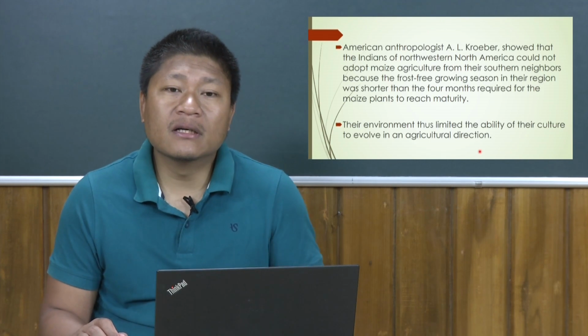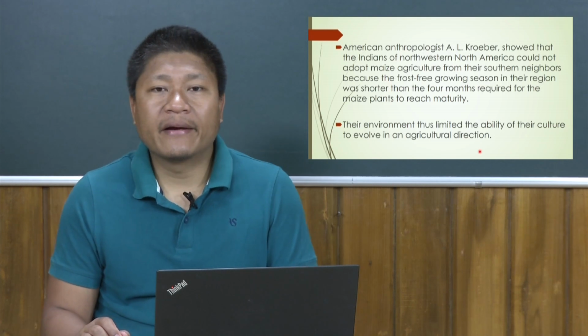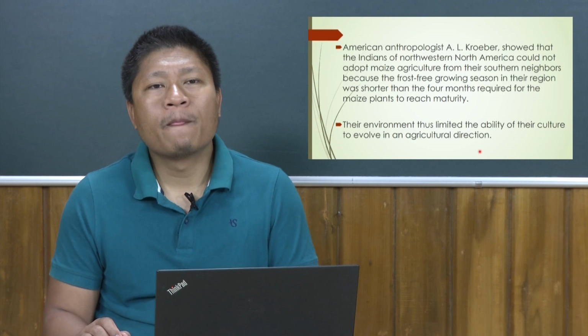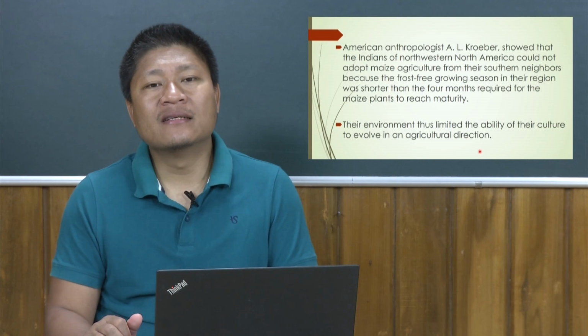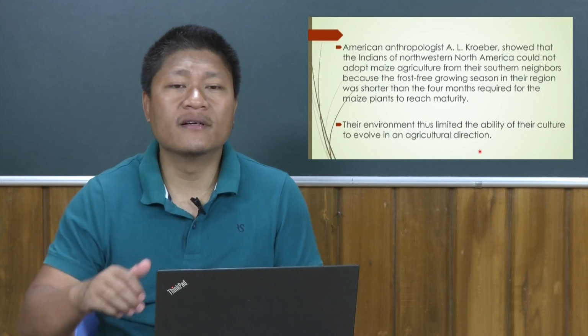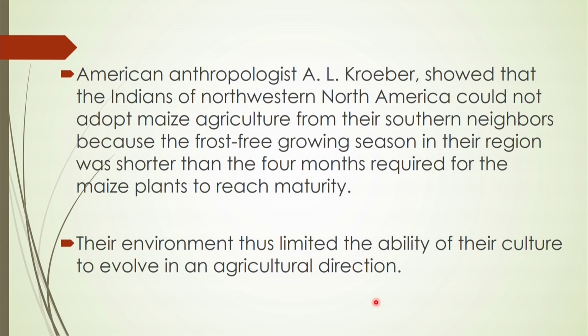Now, therefore, the environment has in a sense limited the ability of their culture to evolve in agricultural directions. To cite more examples, there are certain communities who inhabit hill terrain. In a hill terrain, it is difficult to practice wet rice cultivation or terrace cultivation, because of the steepness of the geographical terrain. By saying so, the environment to some extent limits the ability of a community to evolve from one particular practice to another.